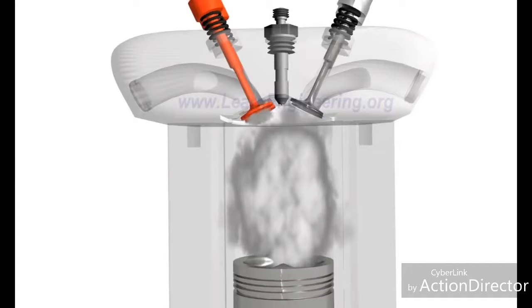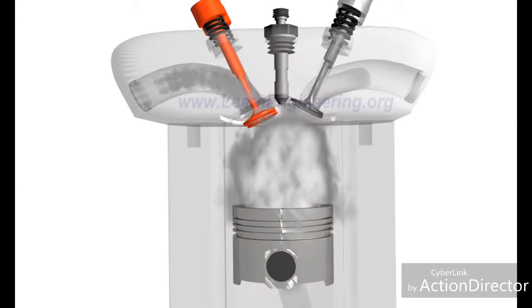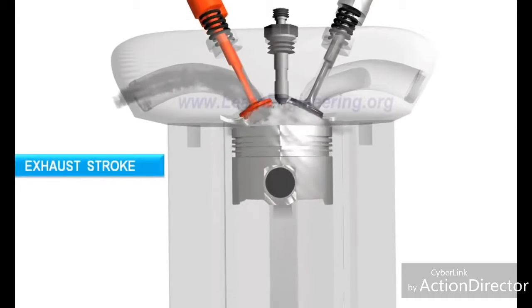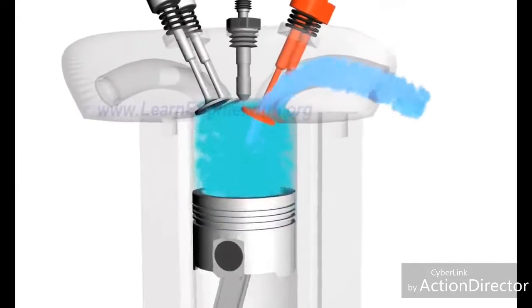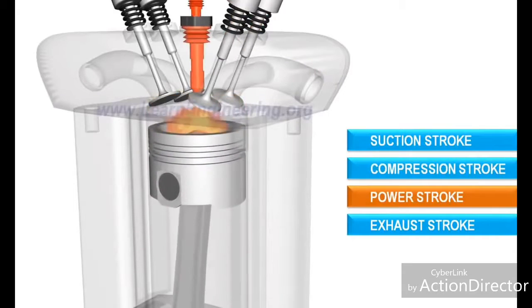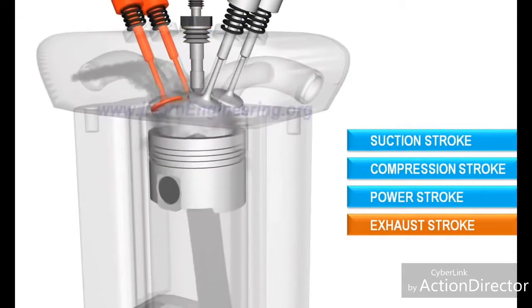Due to inertia of the system, the piston moves upwards again. This time, the exhaust valves open and the exhaust is rejected. Again, the suction stroke happens. This cycle, which has a total 4 strokes, is repeated over and over for continuous power production.